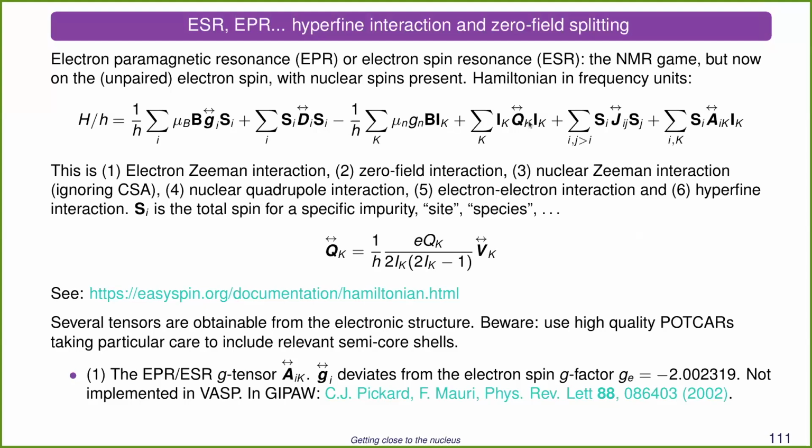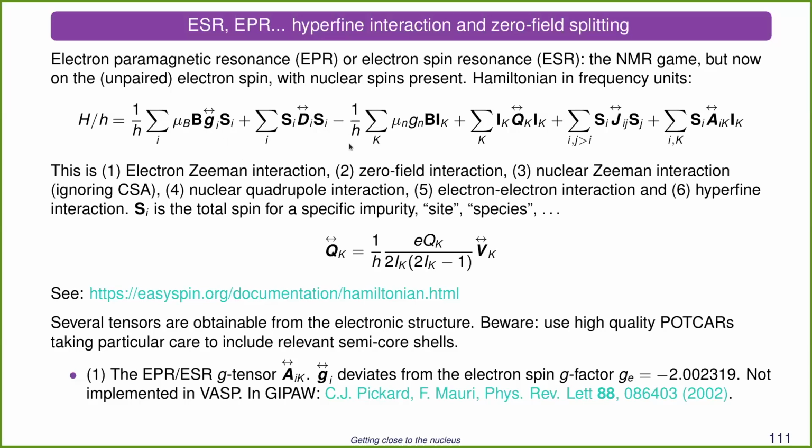We already had them previously, but now you also have, say, local sites where there are unpaired electrons making a spin. Need not be a spin one half, can be also something else, but these are localized sites. And then here you see the electron-Zeeman interaction. There is also a shielding-like tensor. Now it's the G tensor, which connects the spin of the electron side with the external magnetic B0 field.